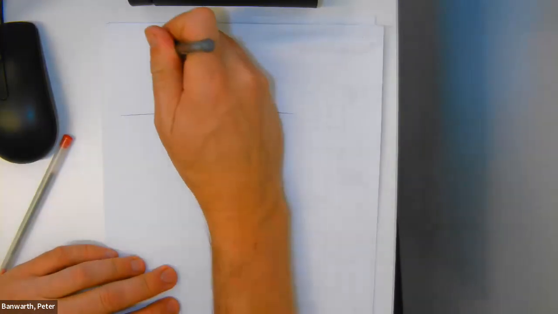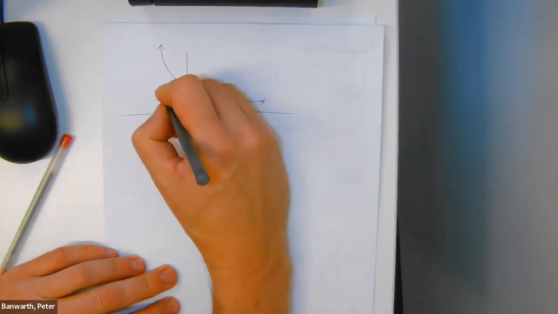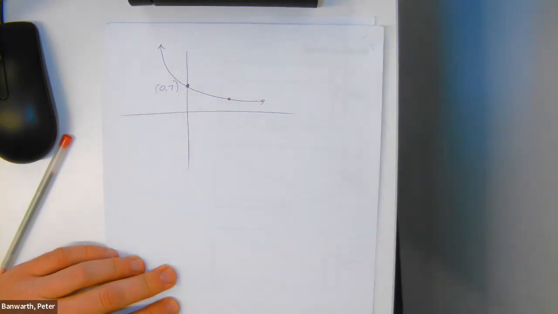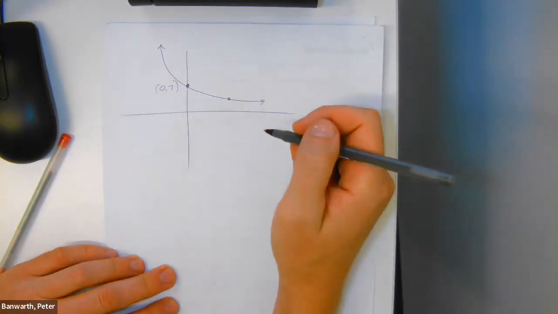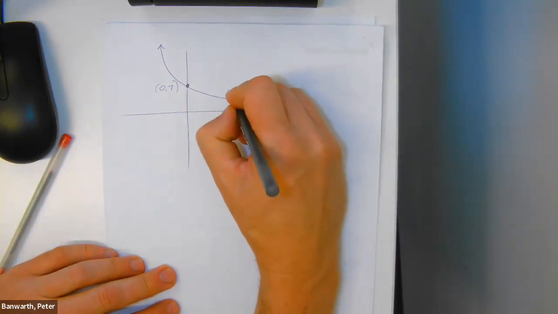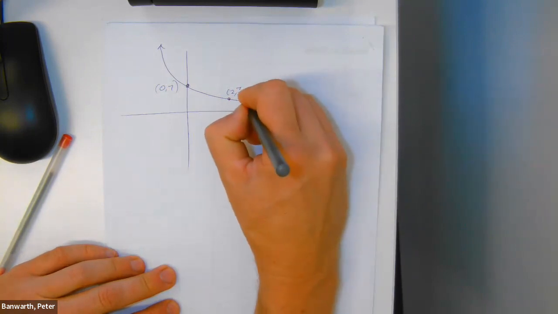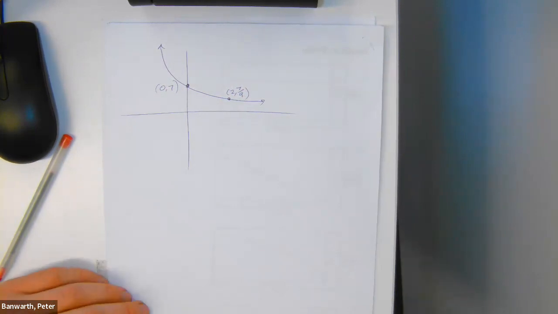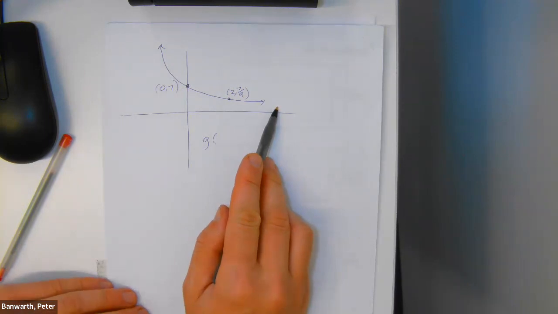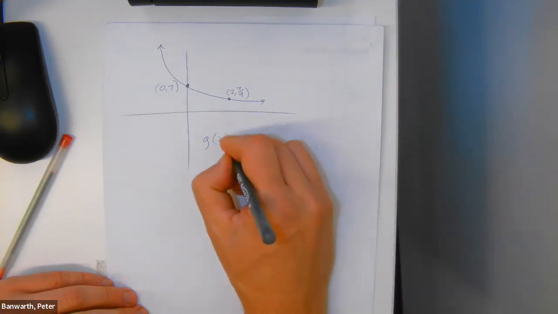I've given a little bit of information here. I know this is the point 0, 7, and this is the point 2, 7/9. First of all, I look at this function, I say that looks like my parent function, exponential. It's going down, but it does look like an exponential function.